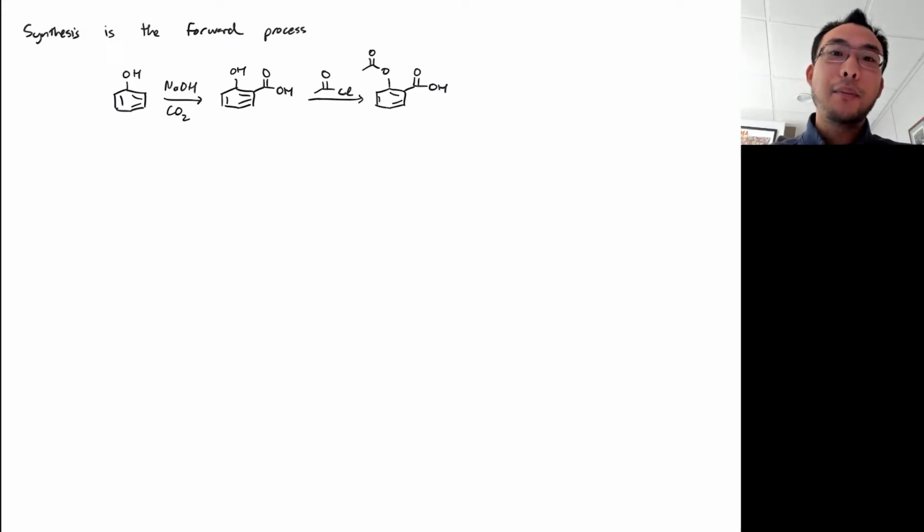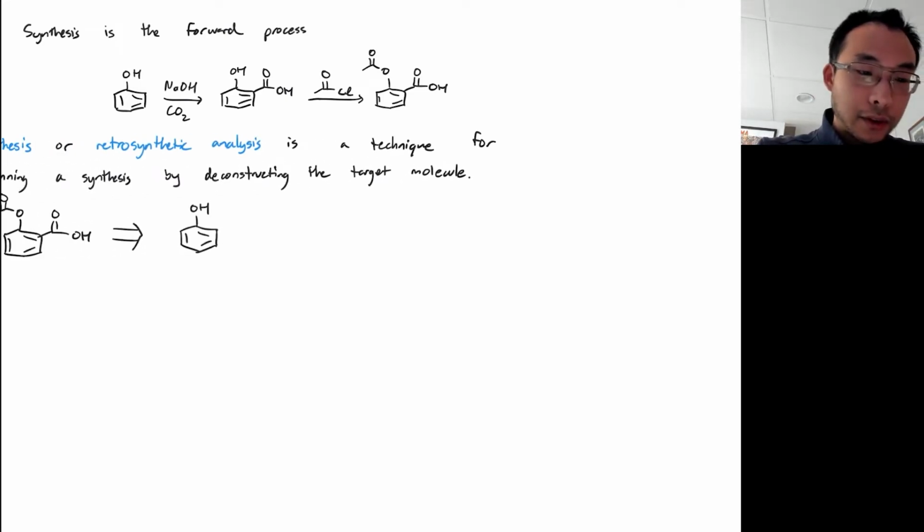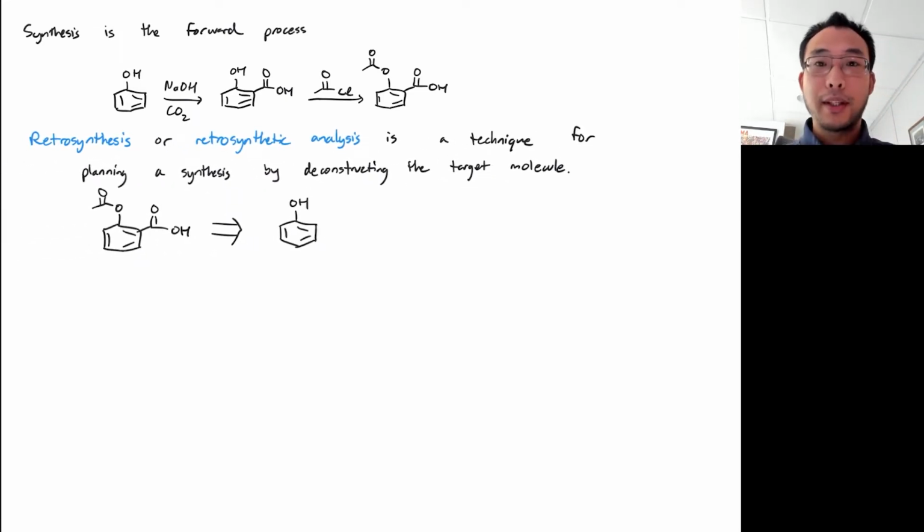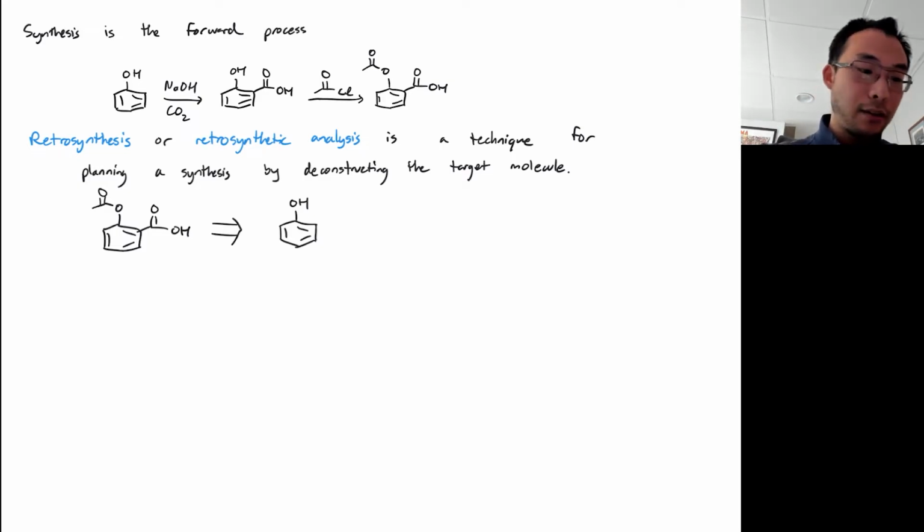All right, now let's talk about the process of synthesis and retrosynthesis. So synthesis refers to that forward process. So starting from phenol, I do the Kolbe-Schmidt process here, then I do the acetylation to get me to the final product that I want. Retrosynthesis, often we think about it as retrosynthetic analysis because it's a technique for planning out or figuring out how you're going to do this forward process.